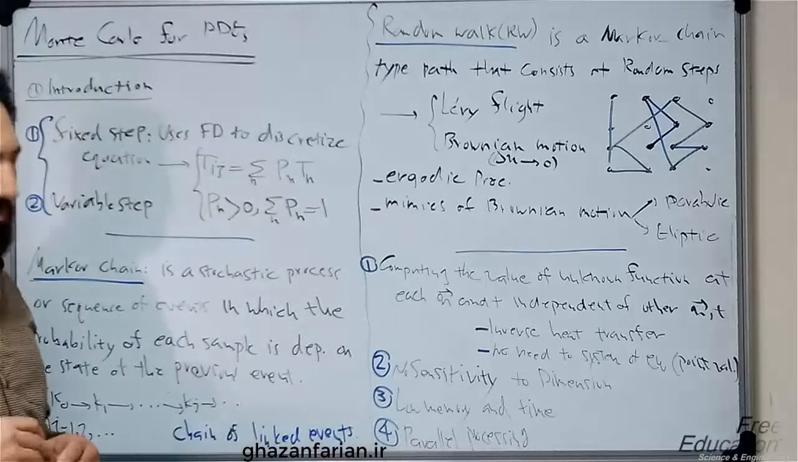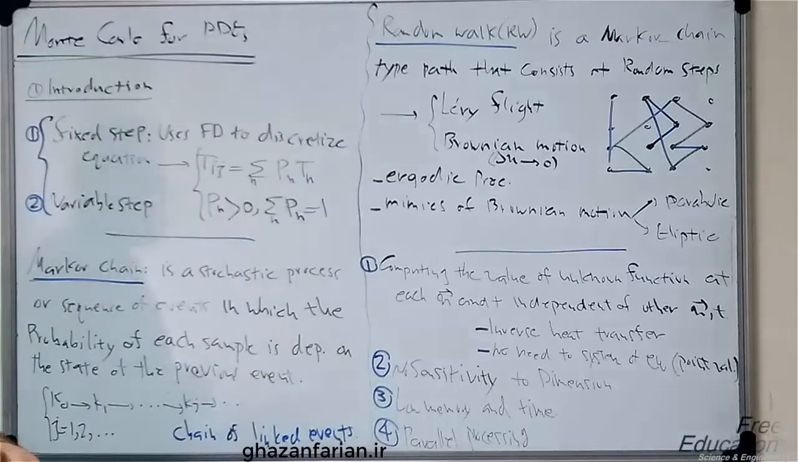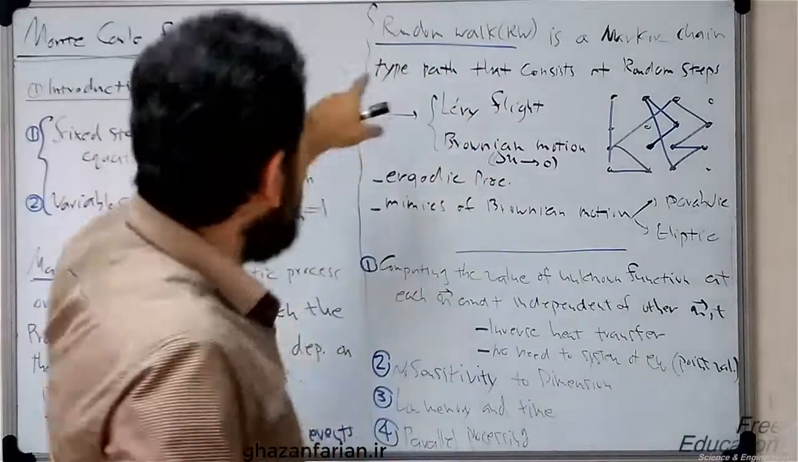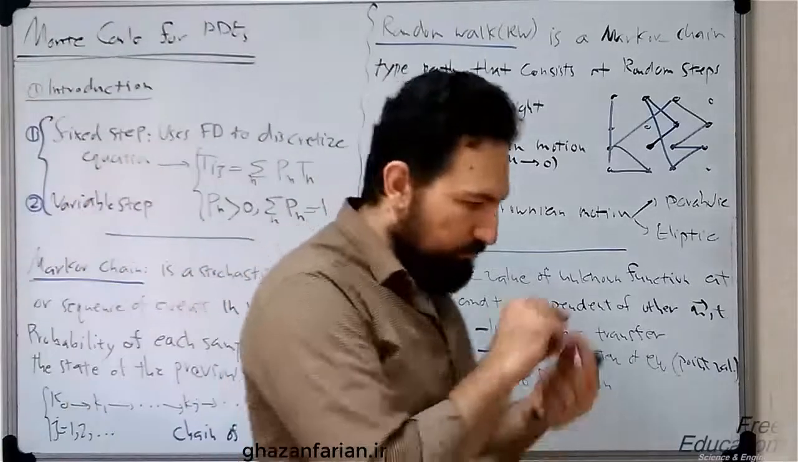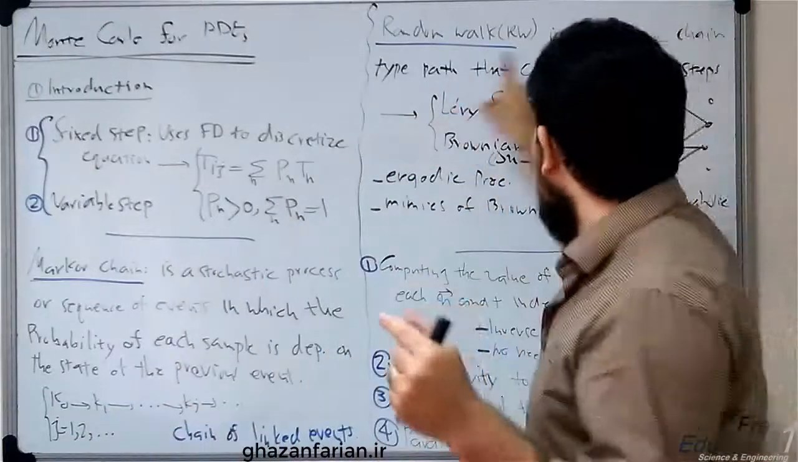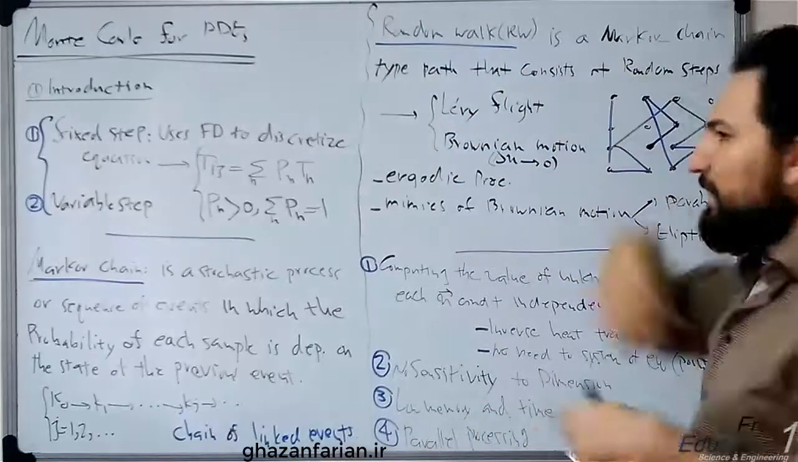A concept in a stochastic process or in Monte Carlo solutions is the random walk, RW. A random walk is a Markov chain type path. So it is a path, a trajectory of something, because we say random walk. When someone starts to walk, you can specify the trajectory of the random walk. So this is a Markov chain type path that consists of random steps.